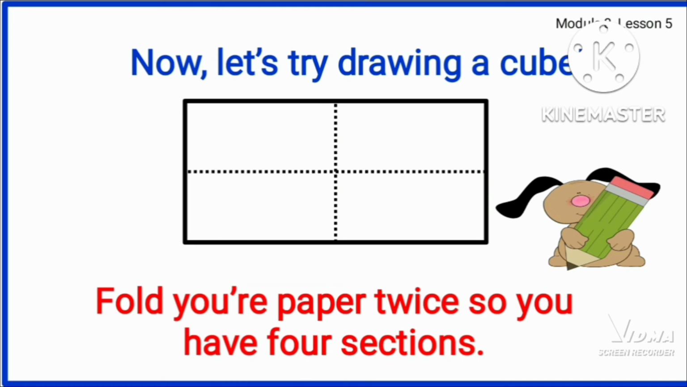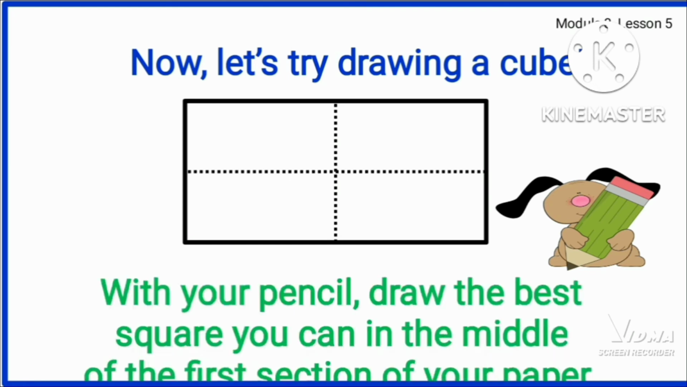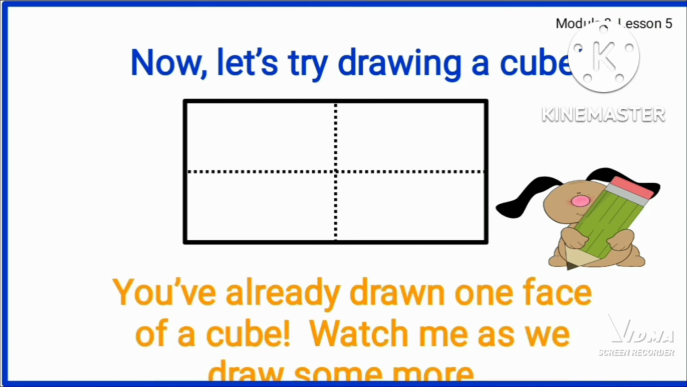All right, now let's try drawing a cube. Your paper, fold it like before, fold once and fold again so that you have 4 sections. Now with your pencil, draw the best square you can in the middle of the first section of your paper. That is the first face of a cube.